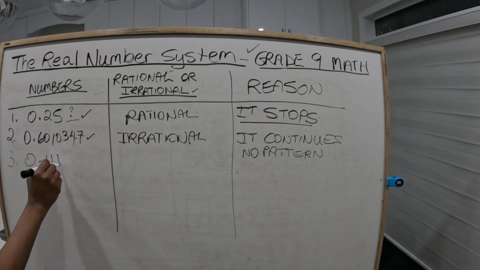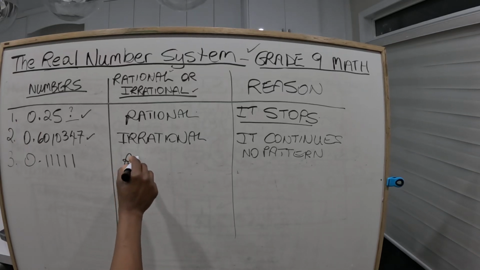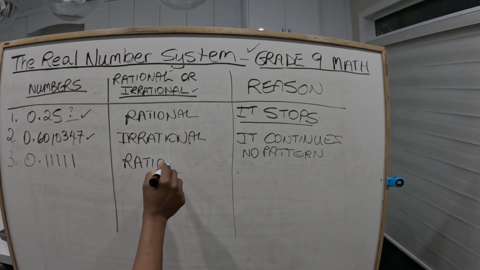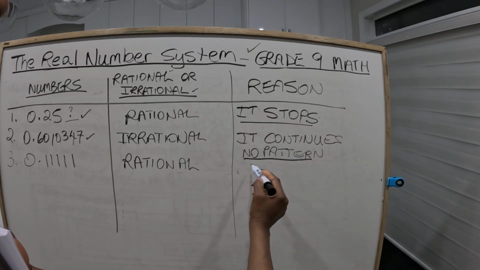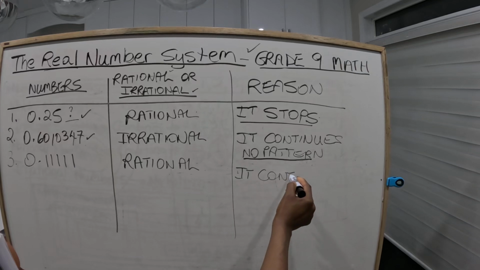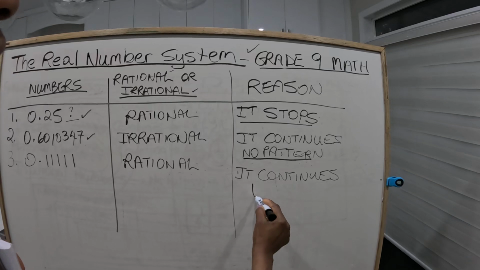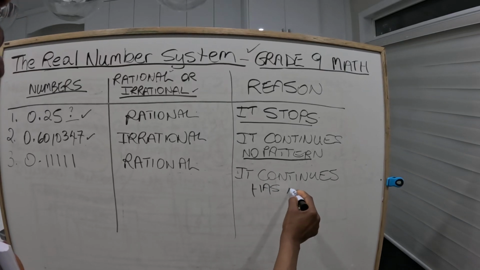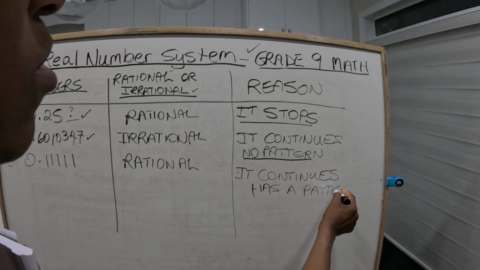And I think you know the answer for this one. What do you think? If it's 4 or 5 decimal places, it must be rational, right? Because it will be the opposite of what we said in number 2. Number 2 has no pattern. In this case, it continues, but guess what? It has a pattern. And the pattern is 1 1 1 1 1 1. It continues, doesn't stop.